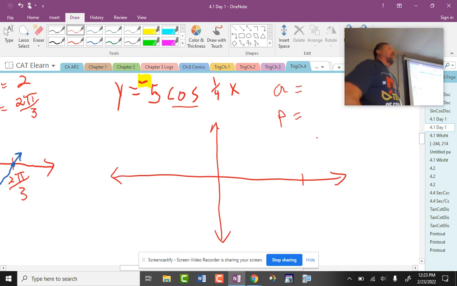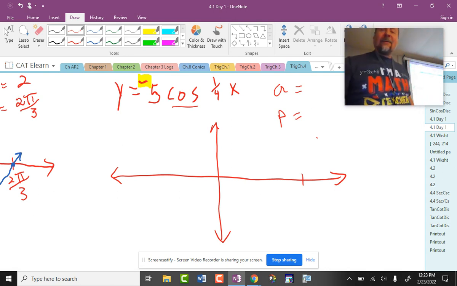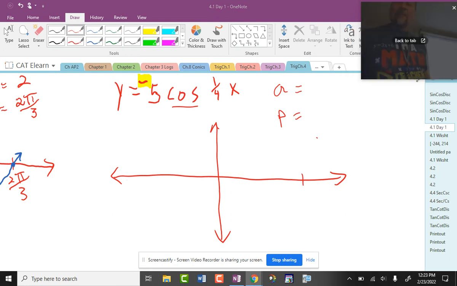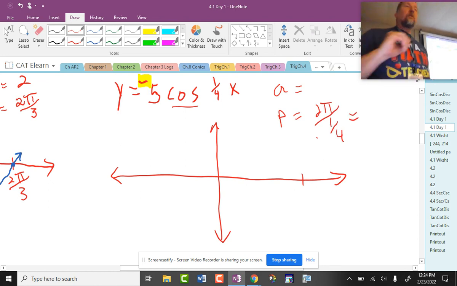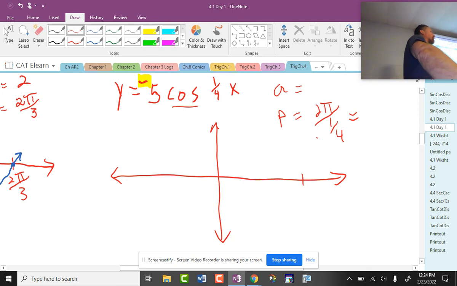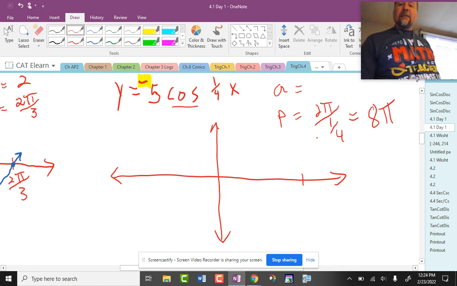Okay, so now, what is 2 pi over 1/4? What is dividing by 1/4 the same thing as? Multiplying by 4. So what is 2 pi over a fourth? 8 pi. So guess what this is?